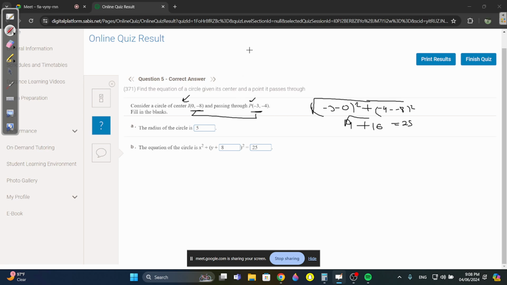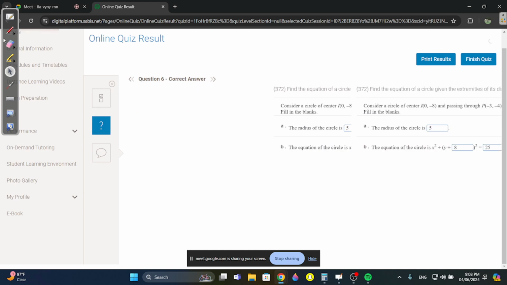Okay, the equation of the circle. How do you find the equation of the circle? It's going to be (x - h)², but since the x coordinate of the center is 0, we just keep it as x², and then (y - 8)², equals r squared, which is 25. I'm not going to write it down.